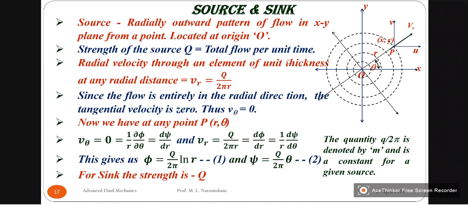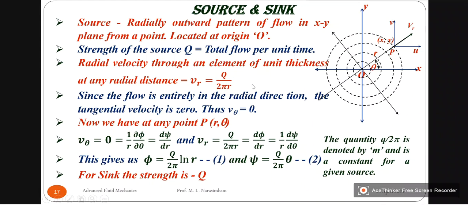So the total area of flow will be 2 pi r, the circumference, multiplied by 1, is the circumferential area. It is the rectangle. If you cut the circumferential circle, the length will be 2 pi r and the height or width, whatever you call it, is 1. So 2 pi r is the area. The discharge is defined as Q. So Q divided by 2 pi r will give you the radial velocity normal to the area, which is VR.